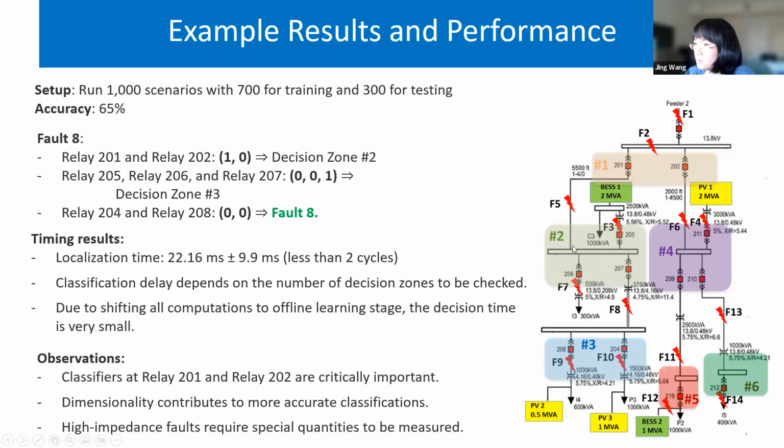So it asks zone 2 to make any further detection, and then zone 2 has these 3 relays, 001. Then it lets zone 3 do the further detection, and zone 3 finally finds out it is 00. So they detect it is fault 8, then trip the signal, trip the circuit breaker. This is how we identify the fault location and trip the circuit breaker.